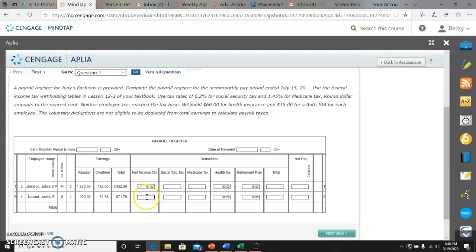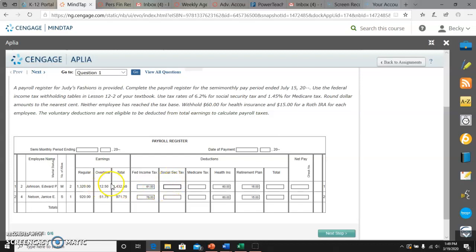And then I'm going to do Janice, who is single, with 1 allowance, $971.75 of total earnings. Make sure you're taking total and not the regular or overtime when you do this. So take the total earnings of $971.75, and again, it's a semi-monthly pay period. If you do that for federal income tax, you're going to get $76.